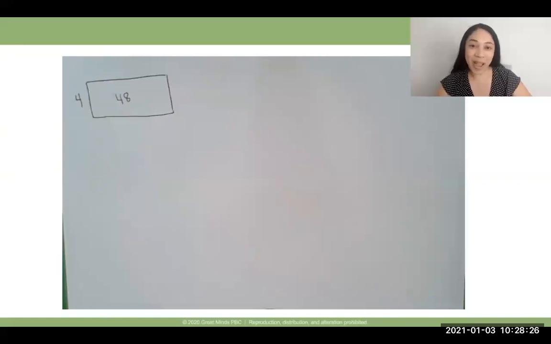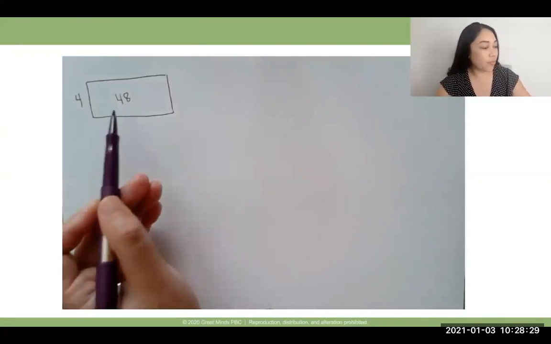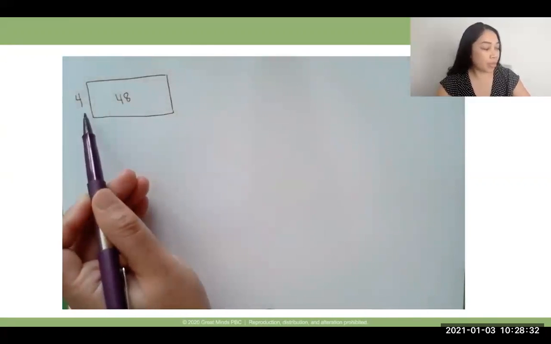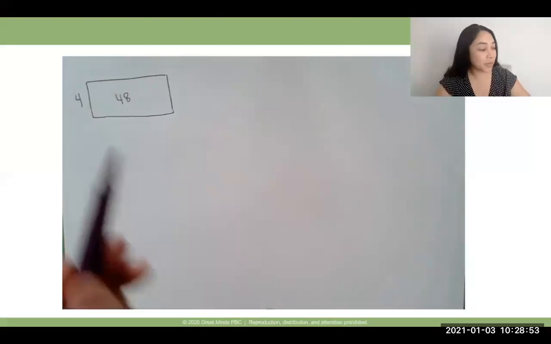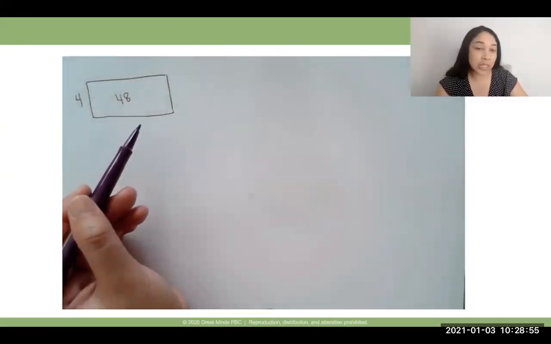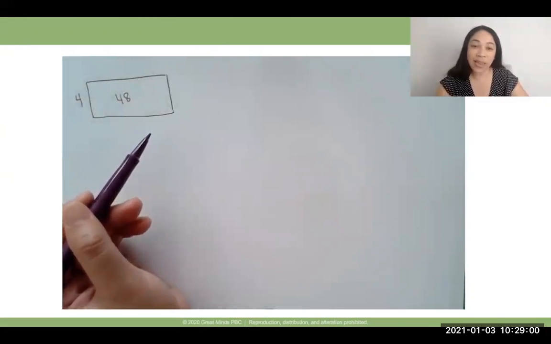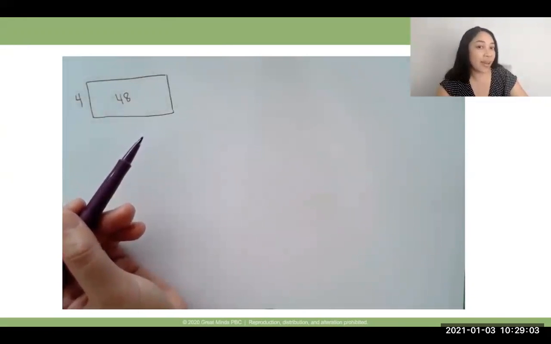You'll see on my paper I've drawn a rectangle with an area of 48 square units and a width of 4. Go ahead and on your paper now, draw the same rectangle. Next, I'd like you to draw another rectangle with the same area directly below this first one. But this time, partition it into two parts. The first rectangle will have an area of 40. The second rectangle will have an area of 8.